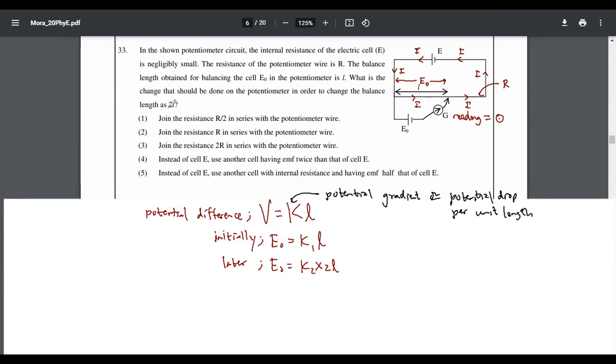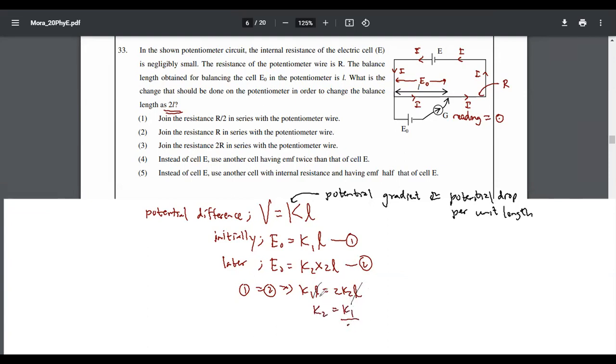Now the new balancing length is 2L. That means we need to change this K. K is the potential gradient. Therefore, if you equate equations 1 and 2, you can say K1L is equal to K2 times 2L. L can be cancelled out. Therefore, K2 is equal to K1 by 2.